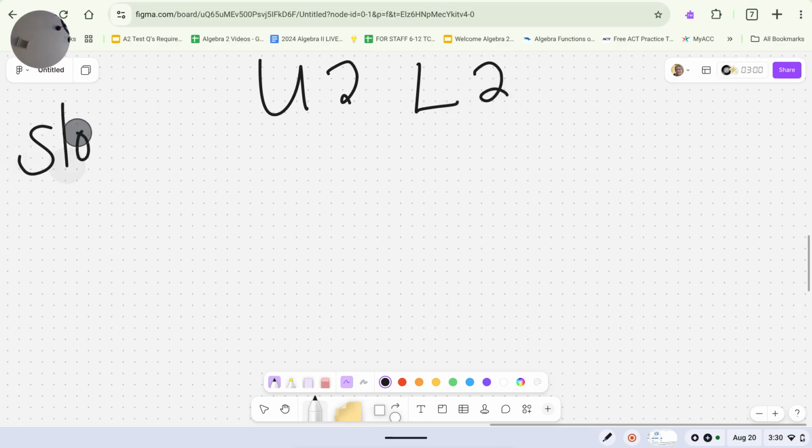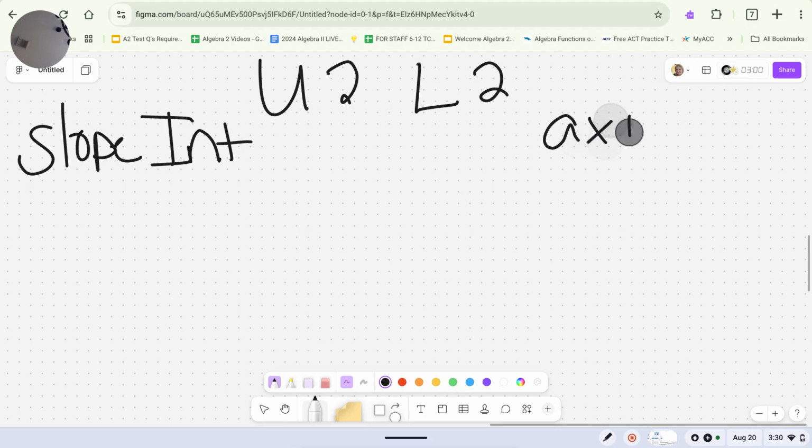Unit 2, Lesson 2. And this is all about slope-intercept form of an equation of a line. When it says linear, that means line. We talked earlier about standard form, which was ax plus by equals c. Slope-intercept form is the greatest form, in my opinion, of a linear equation. It's y equals mx plus b.